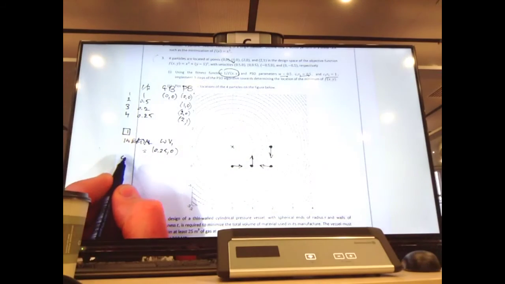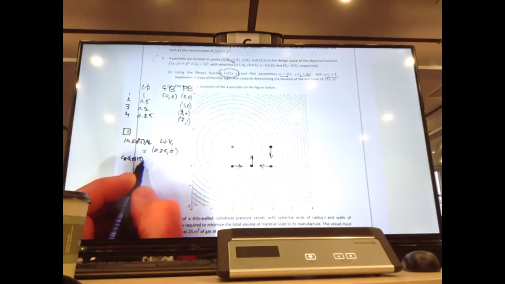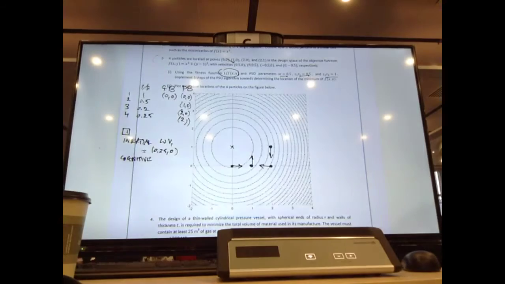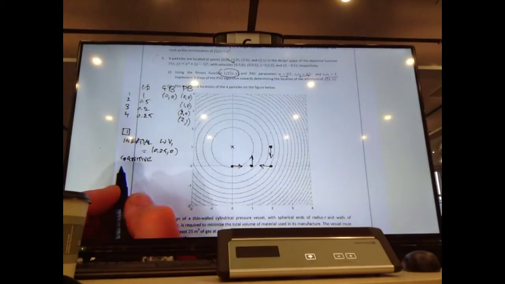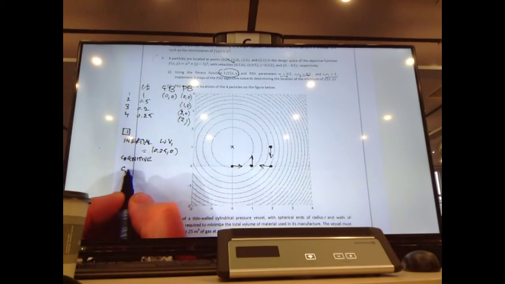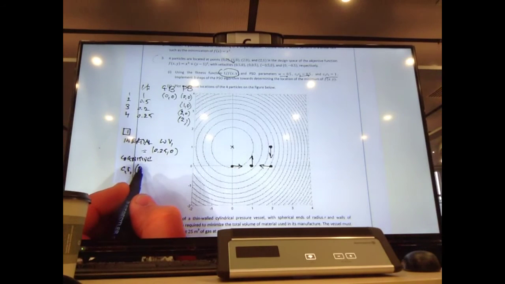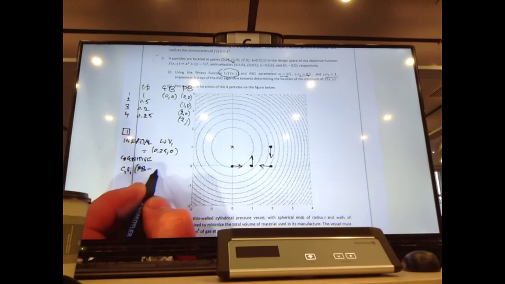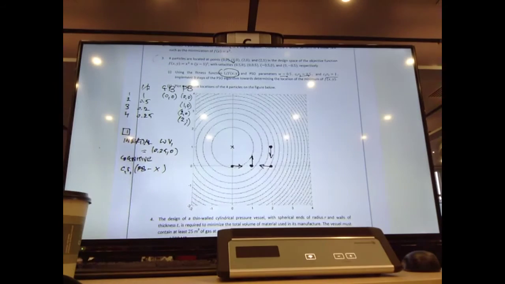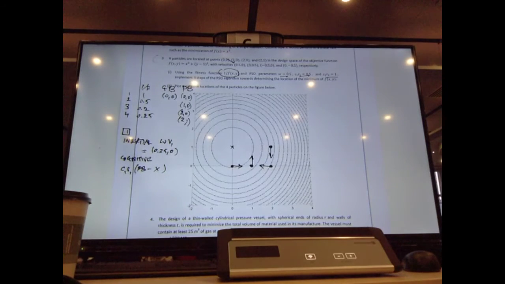The cognitive is going to be C1R1 times the particle best minus the location of the particle. So what is it for this particle 1?